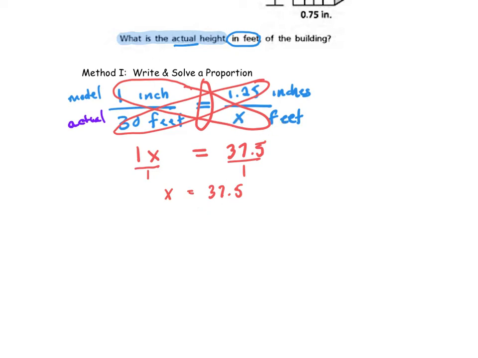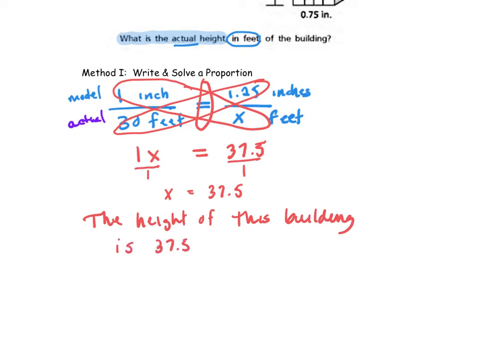Well, x is feet. They ask us what the height of this building is. So we're going to answer that question. The height of this building is 37 5/10, so you could say 37.5 feet. And I probably would have been better to include the word actual height of this building.